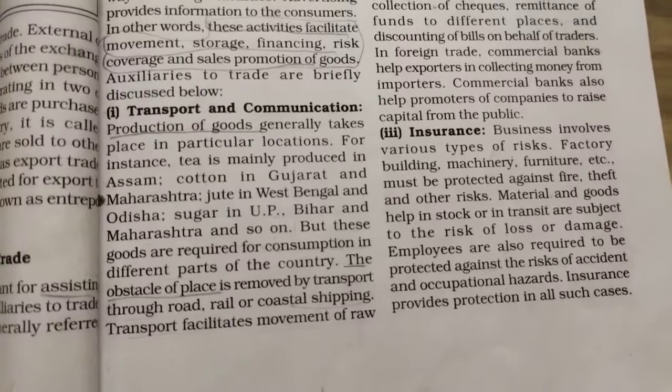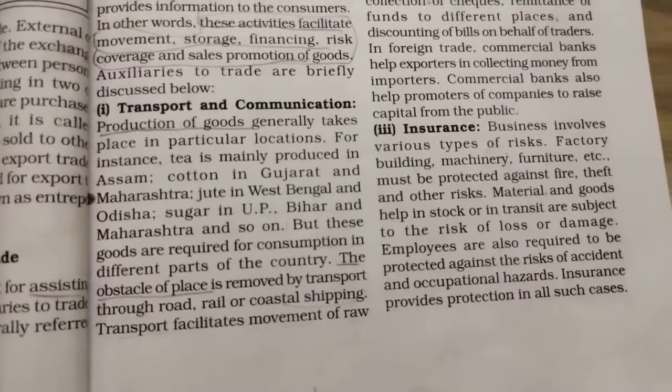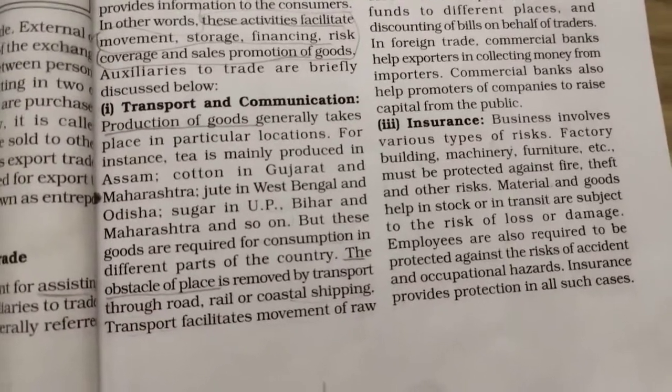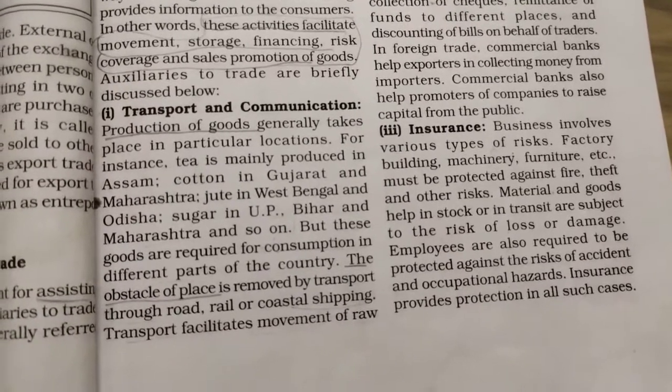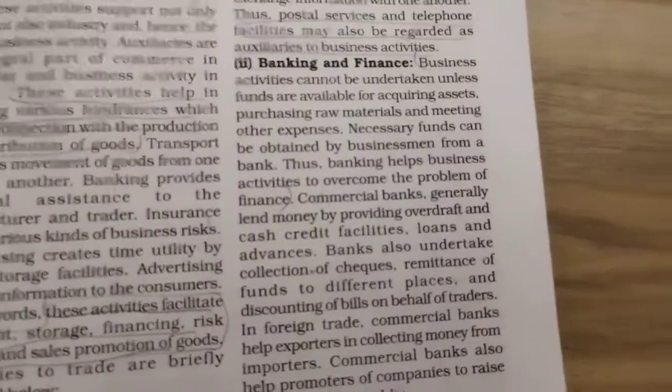And along with the transportation, there is also the need for communication facilities so that producers, traders, and consumers may exchange information with one another. Thus, postal services and telephone facilities may be regarded as auxiliaries to business activities. Now, second point is banking and finance.